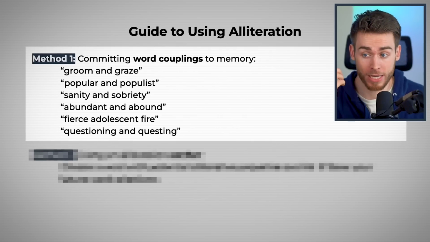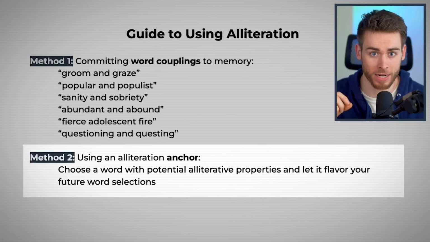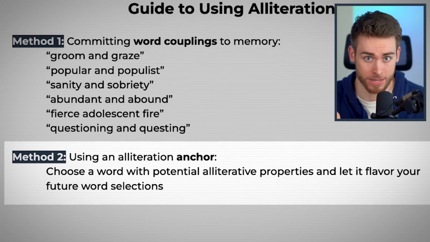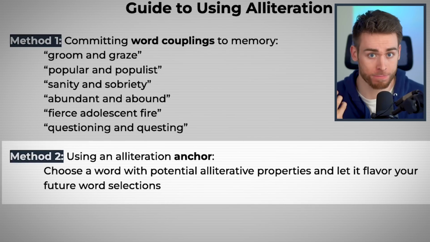Below this video, I'll link the list of alliterative phrases that I've assembled for myself. Beyond having a stock of phrases, you can learn to generate alliteration in real time. In fact, it starts with defining what I call the anchor. The anchor is the word that has potential alliterative properties that you want to influence your other words.